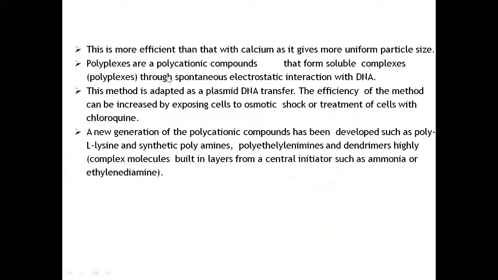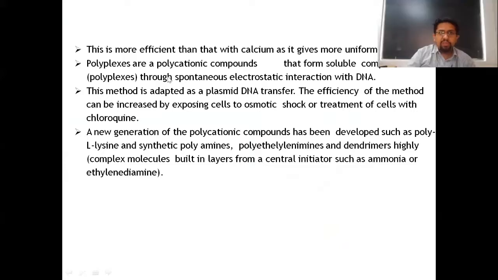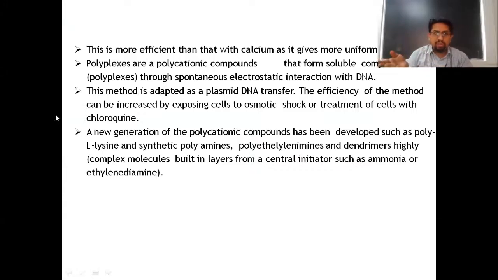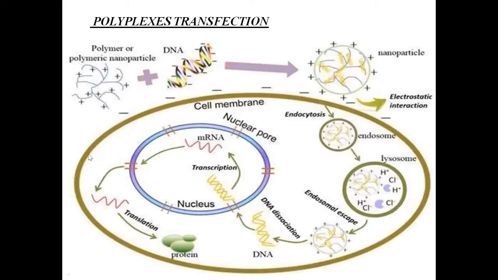Polycationic complexes form soluble complexes, also called polyplexes, through spontaneous interaction with the DNA. Most of these cationic polymers will start interacting with your DNA. Once they start interacting with your DNA, that is when it forms a polymer complex. A cationic polymer complex with DNA is called a polyplex. That will help your target DNA to enter into the cell. So this is what is happening over here: a complex polymer interacts with your DNA molecule.